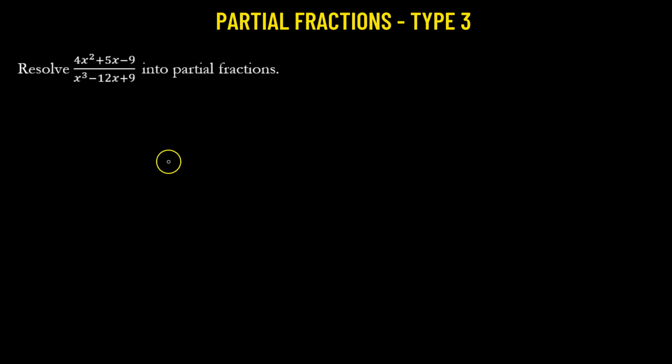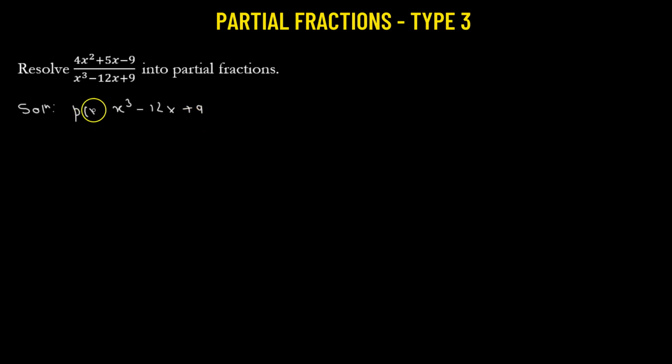So in this problem, we need to resolve the given rational fraction into partial fractions. Let us begin. To begin with, we'll have to factorize the denominator, which is x cubed minus 12x plus 9. Now clearly, x cubed minus 12x plus 9 is a cubic polynomial.